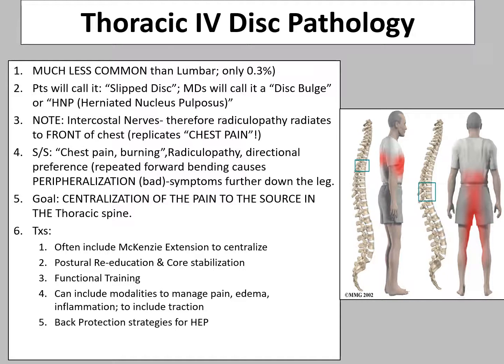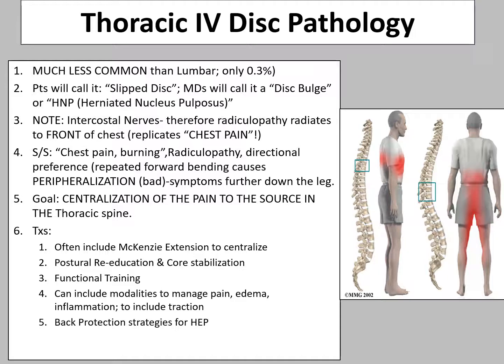Because of its location in the intercostal nerves, patients can have referred pain anteriorly to the chest. They can also have radiculopathy down their lower extremities as well. We will want to try to centralize the pain into the thoracic spine by doing their directional preference. Also included in McKenzie exercises, usually used to centralize the pain.